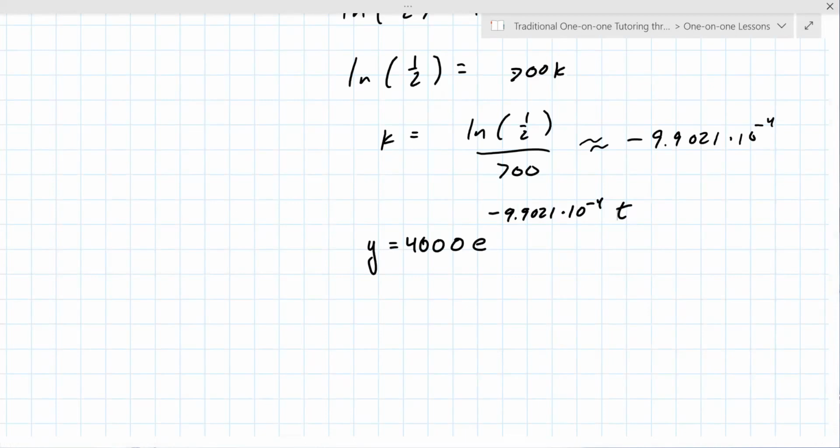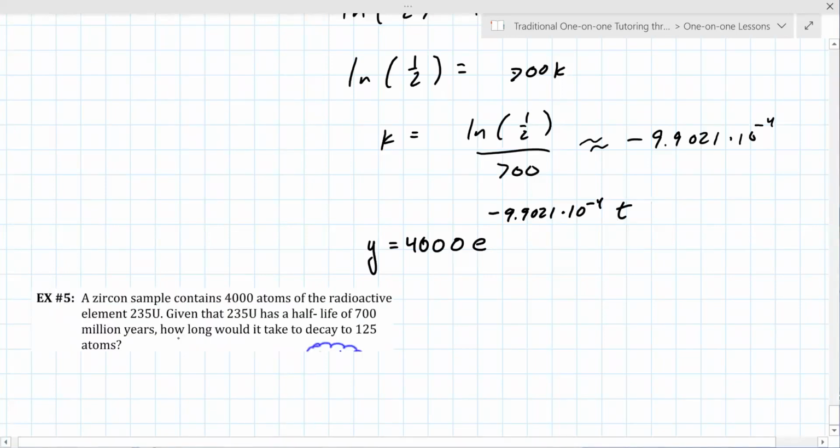Let me grab the actual question one more time, because sometimes you get so far down into this stuff that you don't know what it's asking for. But here it says, how long would it take to decay to 125 atoms? So I mentioned the third goal is they either give you a T to find Y, or they give you a Y to find T. And you could be asked to do either.